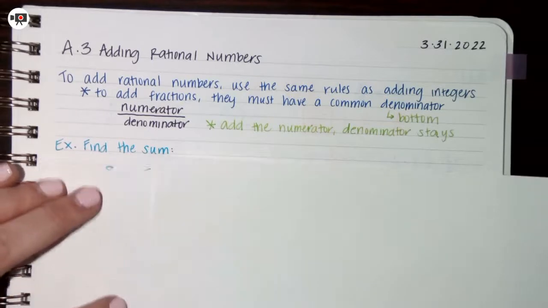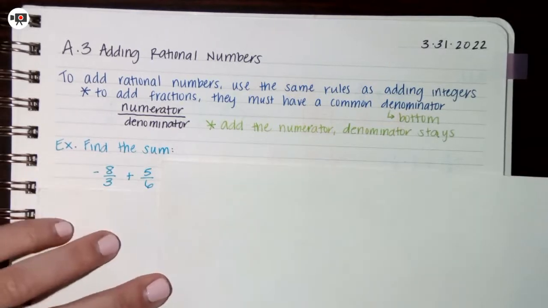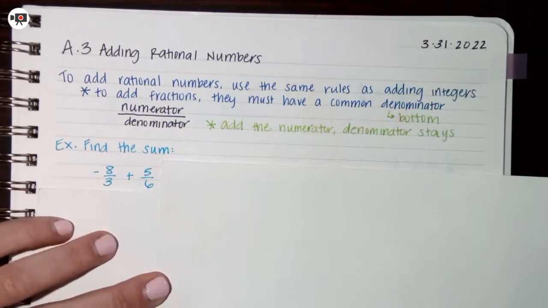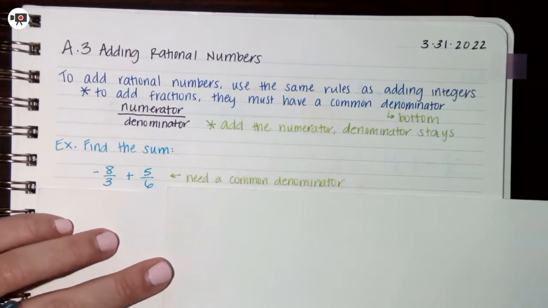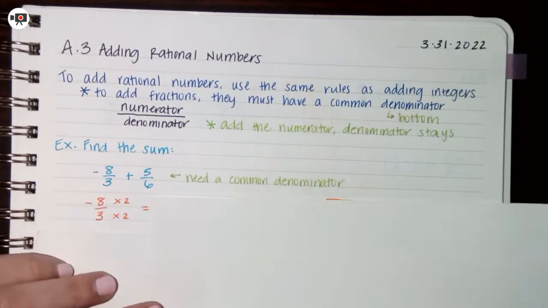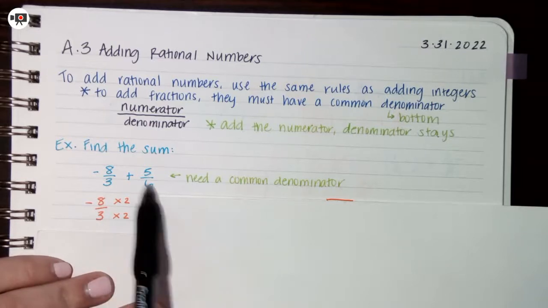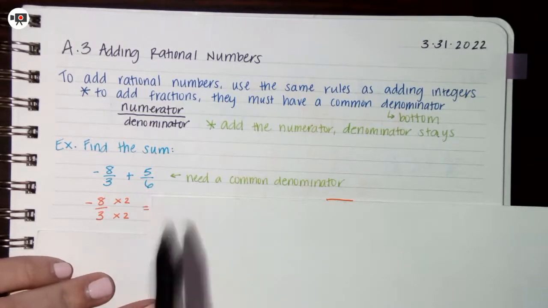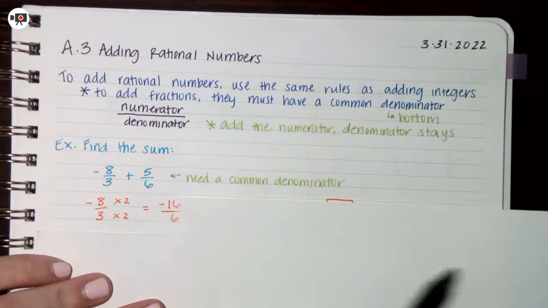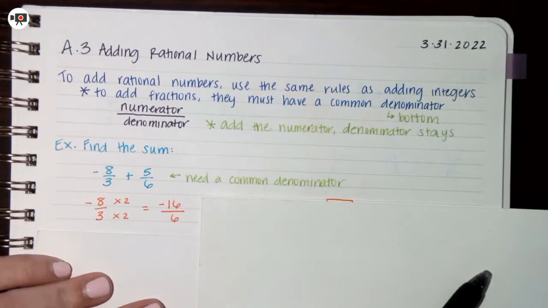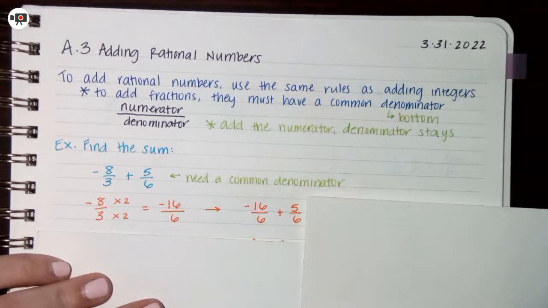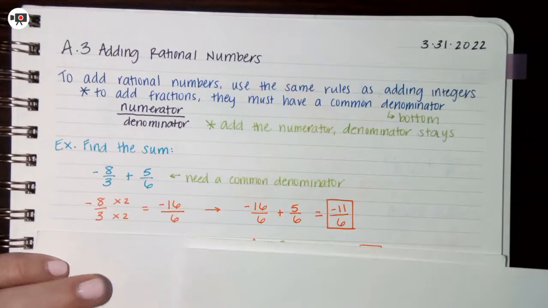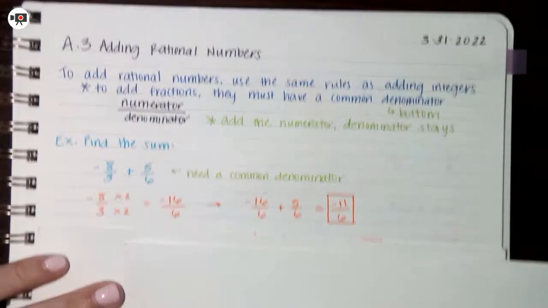So we're going to find the sum of negative 8 over 3 plus 5 over 6. So we need a common denominator, so I'm going to change 8/3 to have a denominator of 6. So you multiply each by 2, you get negative 16 over 6, so I have negative 16 over 6 plus 5 over 6. Add the numerators, denominator stays the same, and you get negative 11 over 6.